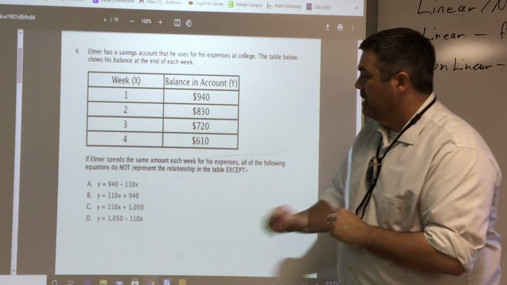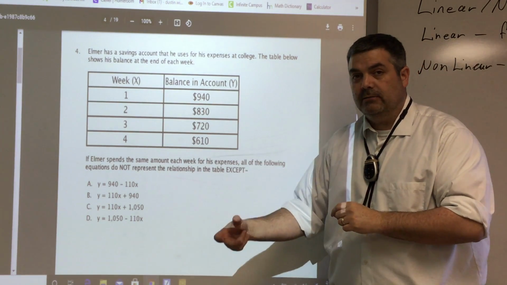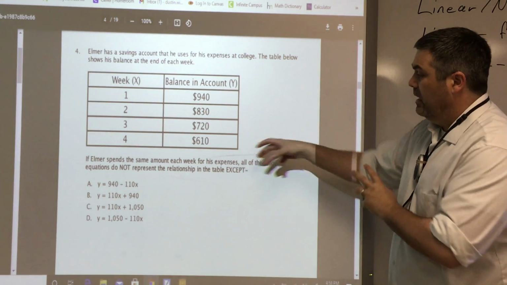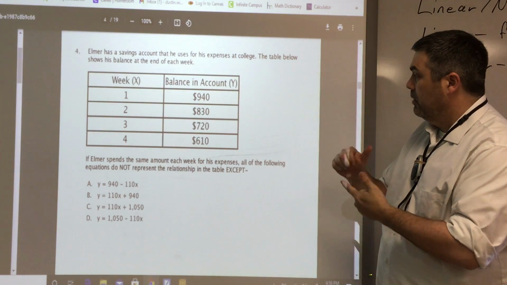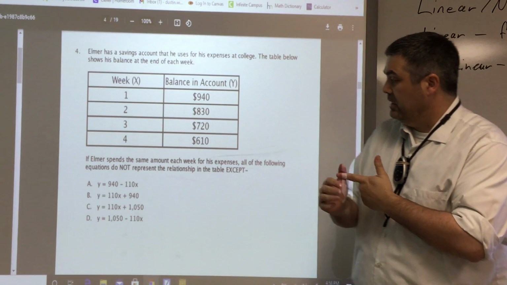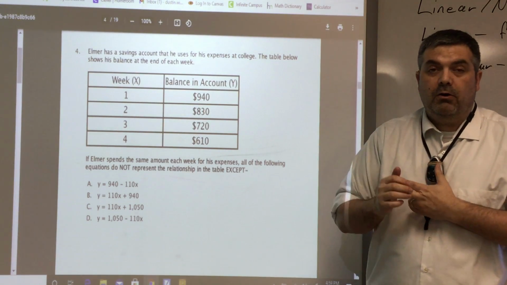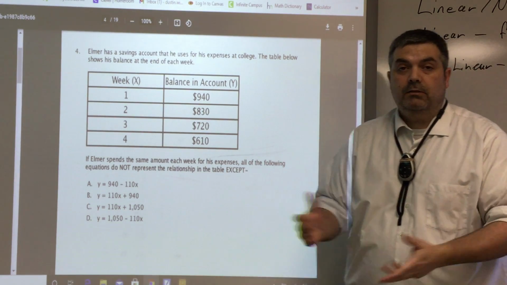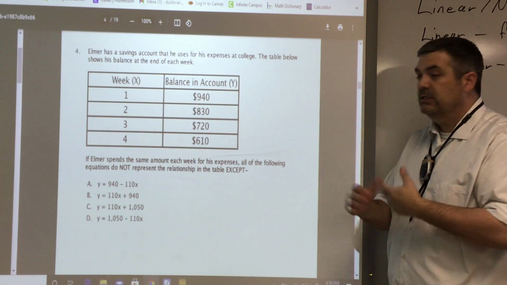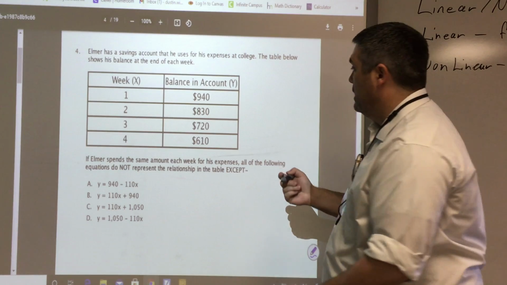It also tells us that he spends the same amount each week, so we have a constant rate of change. So as we're looking at this, we know we have a constant rate of change. We know we're looking for the one that does represent this. What we don't have is our initial value. But let's find our rate of change. Let's start there, then we'll go from there. Again, change in the y's over the change in the x's.